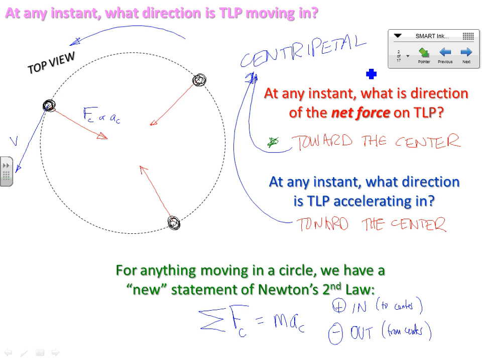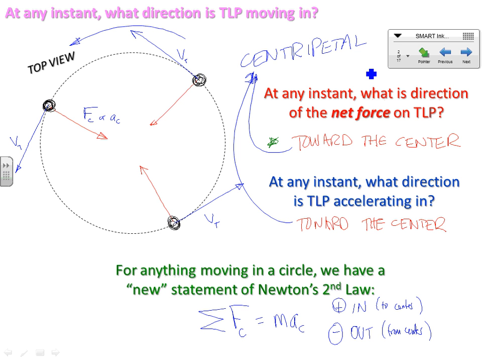It's moving at any instant tangent to the curve, hence that T for tangential. Here it's moving in that direction. VT. Big deal. At any instant, that's the direction the object is actually moving.